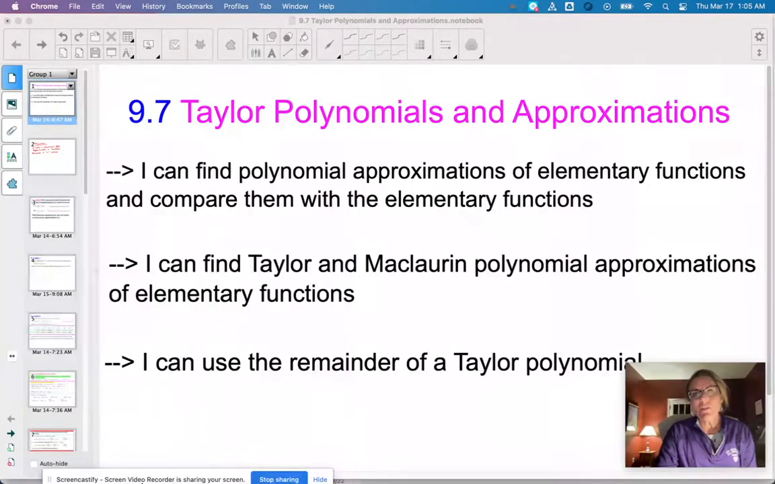Video 9.7, Taylor Polynomials and Approximations. There are three different I can statements. I can find polynomial approximations of elementary functions and compare them with the elementary functions. I can find Taylor and Maclaurin polynomial approximations of elementary functions, and I can use the remainder of a Taylor polynomial. The third we will not be doing quite yet. That will be a few days from now.